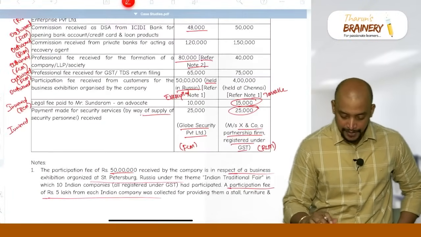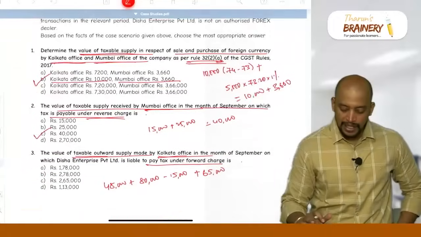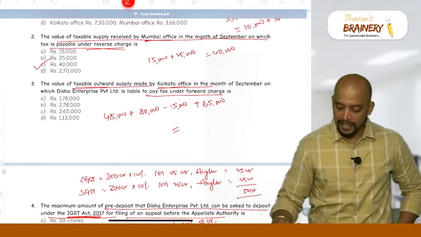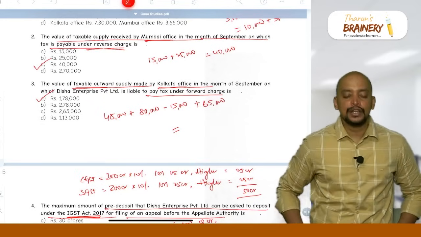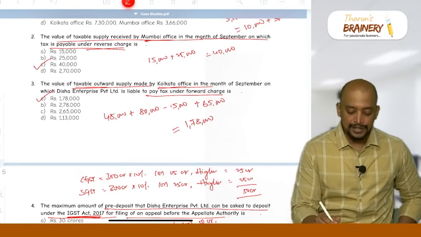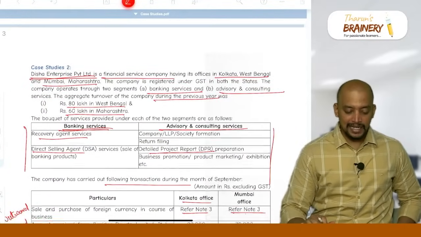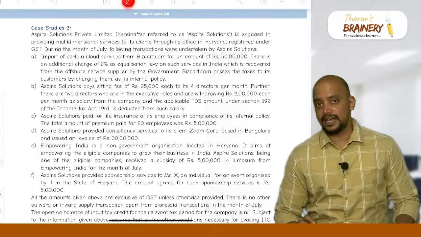Then next outward, this 50 lakhs is exempted. Then the inward. So only these three numbers. So 48,000 plus 80 minus 15 plus 65,000, that will come to 1,78,000. So option A will be taken as the answer, 1,78,000. So this is the answer for this case scenario 2. Then next one, look into case study 3, case scenario 3.